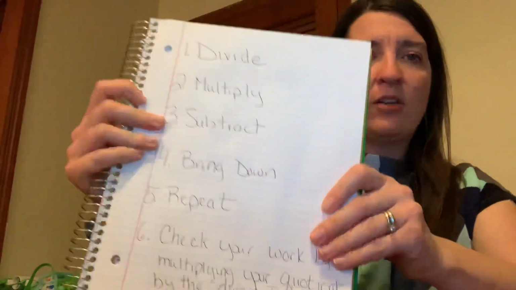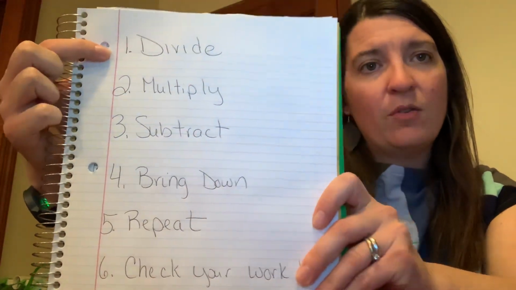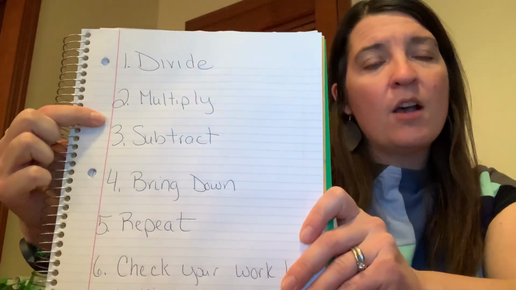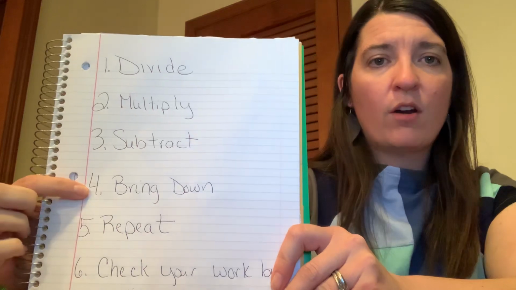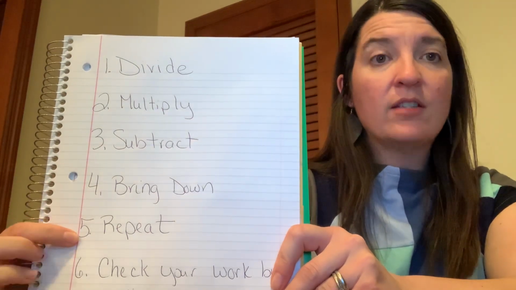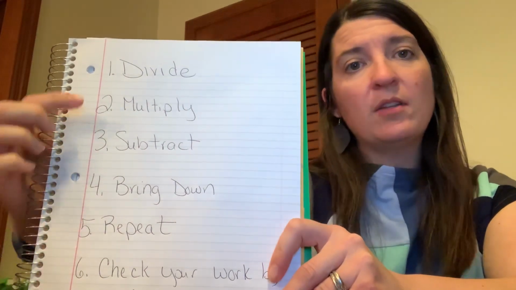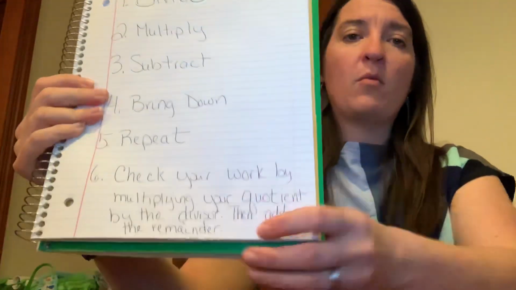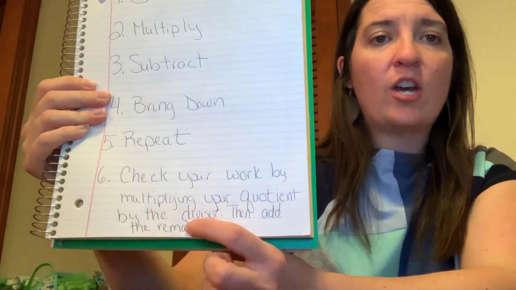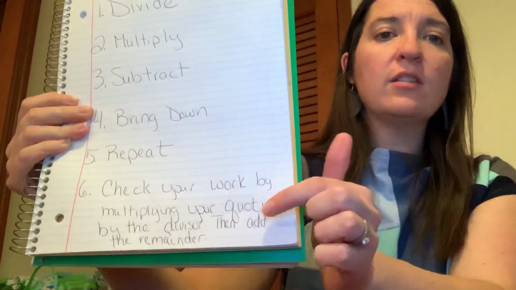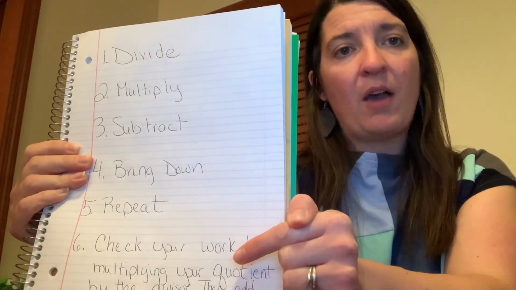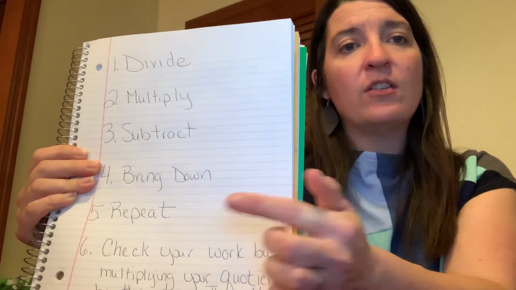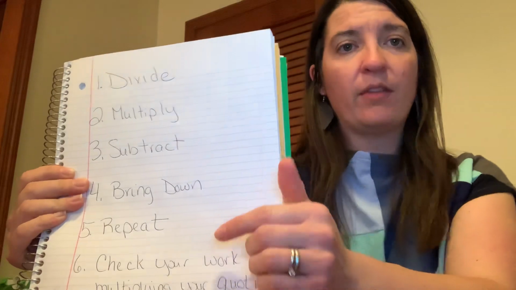And here's just a little reminder of our steps. Step 1 is to divide. Step 2, multiply. Step 3, subtract. Step 4, bring down. Step 5 is to go back and repeat that. You will keep doing that until you've completed it. Remember, one of the best ways to know that you have the right answer is to check your work. You're going to take your quotient and multiply that by the divisor. Once you've done that, add a remainder if you have a remainder, and that should be your dividend, the number that you started with. So that's for math today.